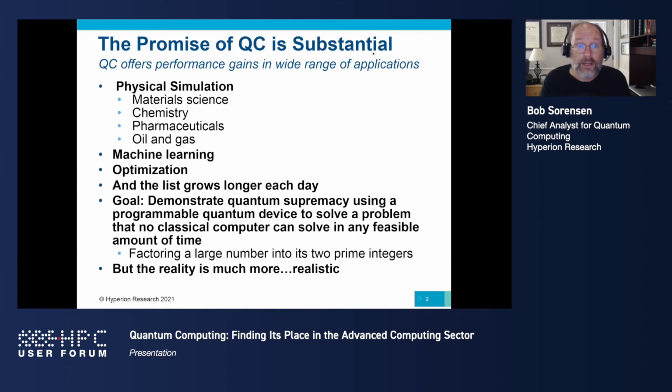So let's just jump right in here. If you've been reading the paper or the technical journals for the last few years, you understand that the promise of quantum computing is substantial. The idea of using quantum physics phenomena such as superposition and entanglement, and operating in the quantum space versus the classical binary digital space, offers some very substantial performance gains. And increasingly, those performance gains are available in a wide range of applications. Some of the ones that are receiving the most attention today are the areas of physical simulation in areas like material science, chemistry, the pharmaceutical sector, and certainly in oil and gas.